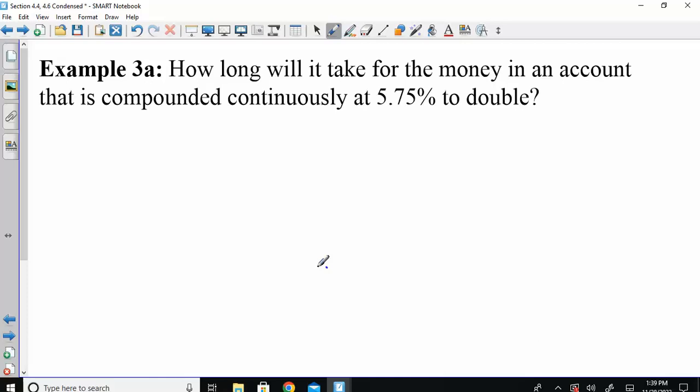Let's look at this one. So how long will it take for the money in an account that is compounded continuously at 5.75% to double? What kind of problem is this? This is an interest problem, isn't it? When it's continuously, remember we had 2 interest formulas. You wouldn't have to memorize them, but continuously was the one where it had an E.